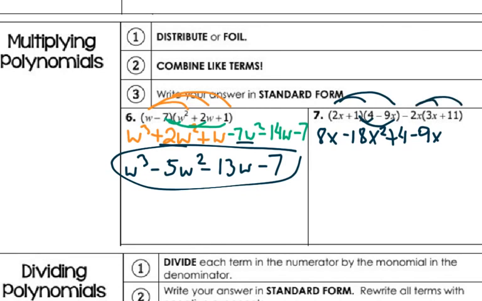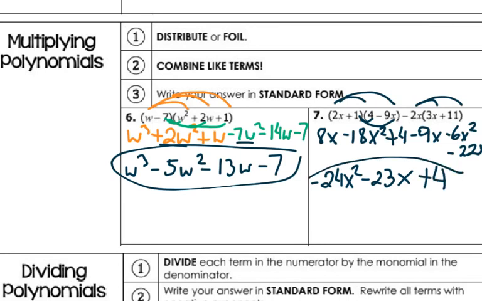Distribute negative 2x. Negative 2x times 3x is going to be negative 6x squared. And negative 2x times 11 is going to give me negative 22x. Let's combine like terms. The highest exponent is 2, so negative 18 minus 6 will give me negative 24x squared. Combine x's. 8x minus 9x is negative 1x minus 22x is negative 23x plus 4. And done.